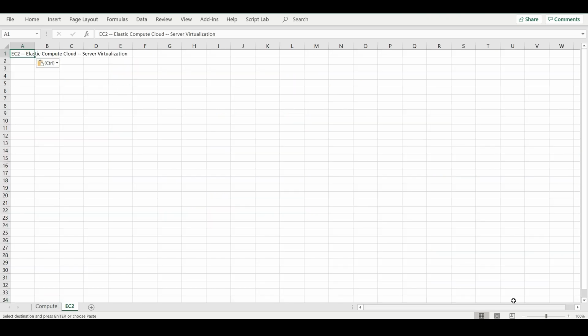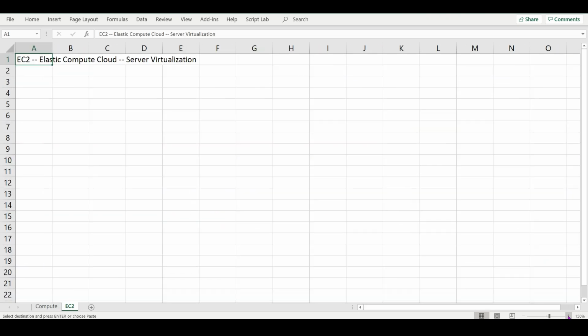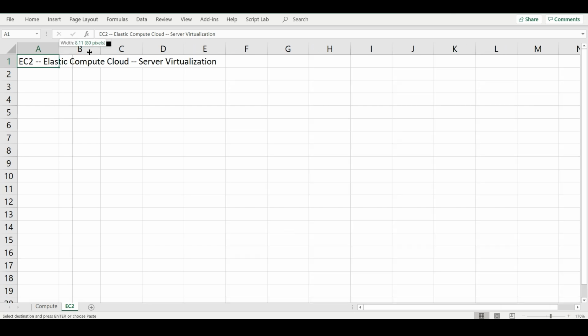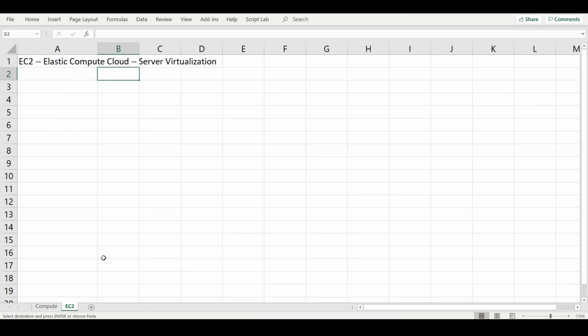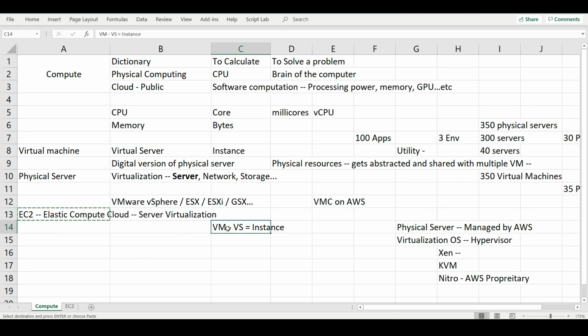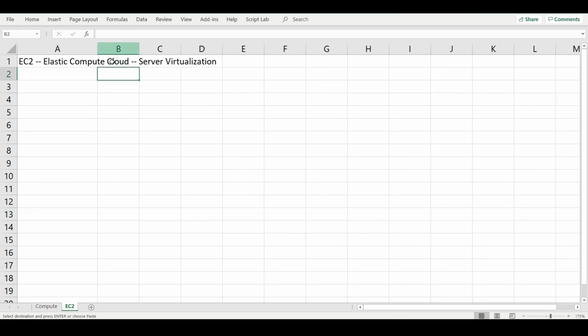So EC2 refers to the server virtualization layer plus the physical thing. So the hypervisor concept is what EC2 is all about. Okay, so here the virtual machine is equivalent to instances, and you get a lot of resizable compute capacity with EC2. So you can increase and decrease based on your consumption.